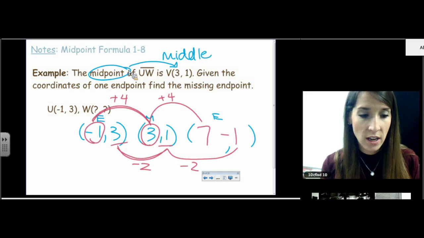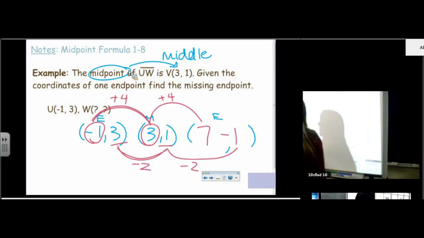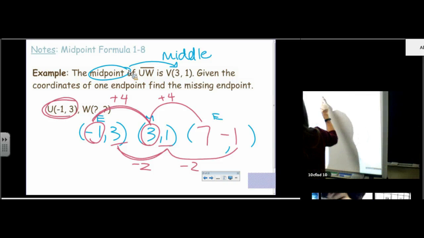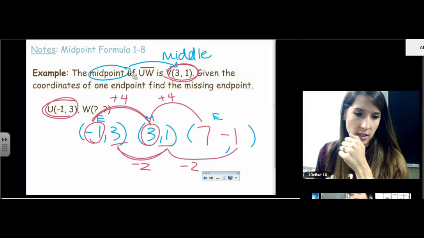I'm going to keep teaching. I was asked, how do you know the end point? Look, it was given to you. This was given, and this was given. You have to be given 2 of the points or else you can't solve it, okay?